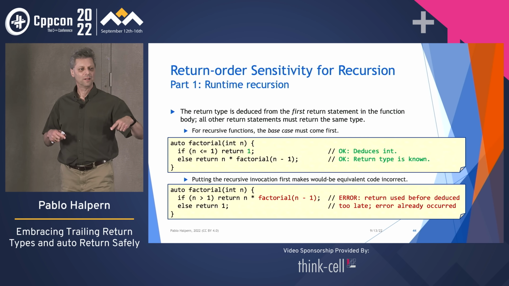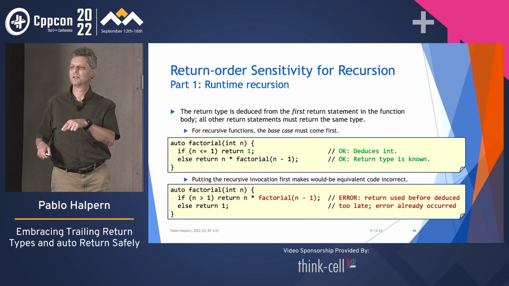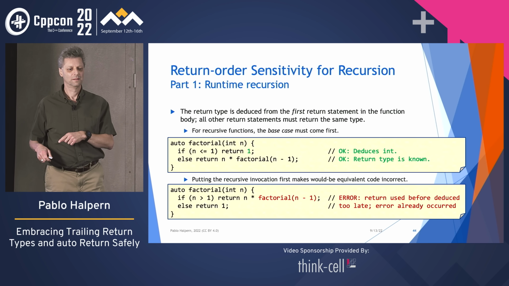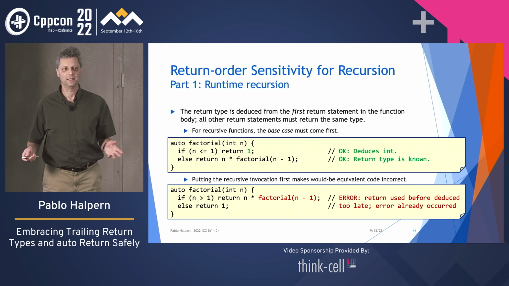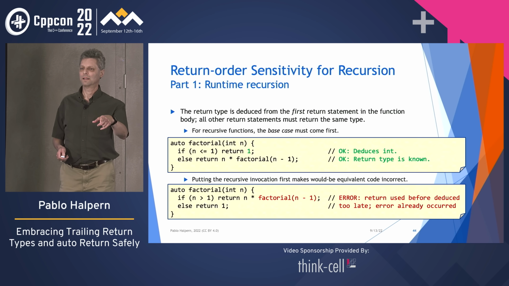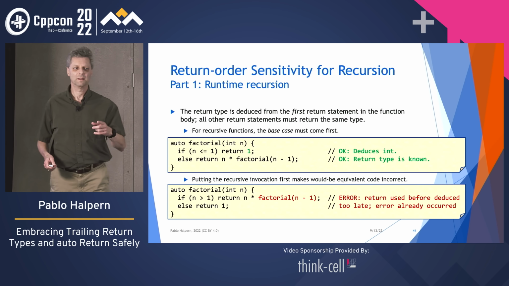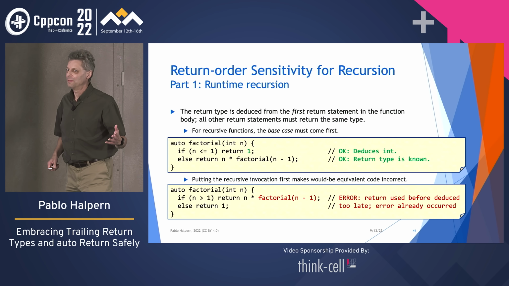If we reverse the order and do the recursive call first, we say, hey, you're calling a function whose return type we don't know yet. And then when we actually do deduce the correct return type, it's too late. We've already seen the error. Chances that you'll make this mistake, very slim, unless you write your recursions backward from the rest of the world. Everybody else, I've always put the base case first, right?